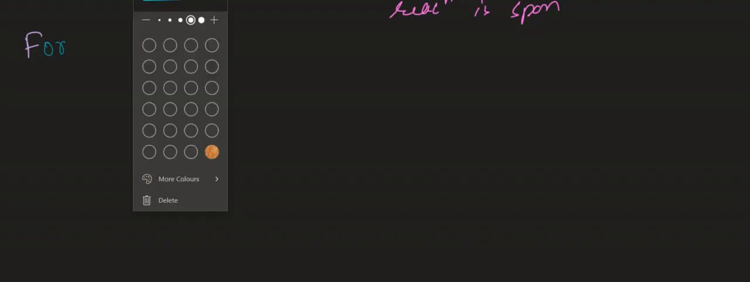So finally, let us try to write down the formulas of Gibbs free energy. What is the first formula? Delta G is equal to delta H minus T delta S.